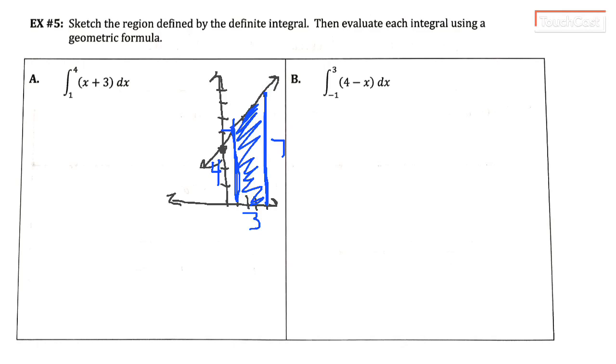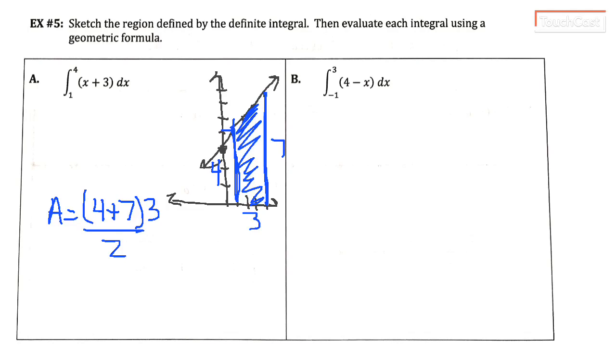So the area is going to be 1/2. In fact, let me go back a minute. It's going to be the 4 plus 7, the two bases, times the height, divided by 2.